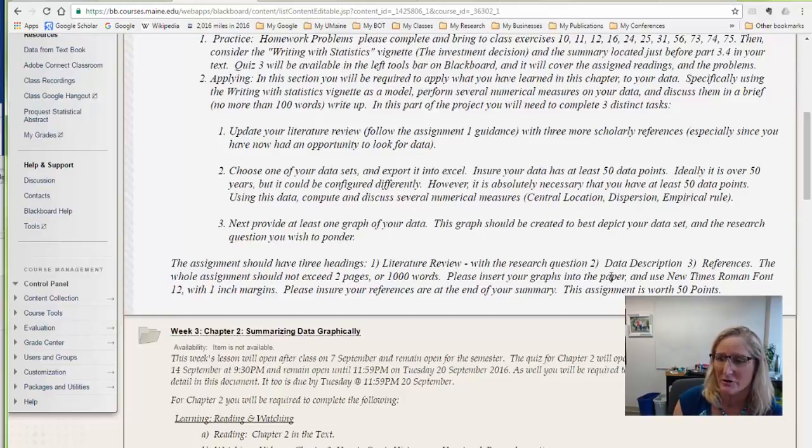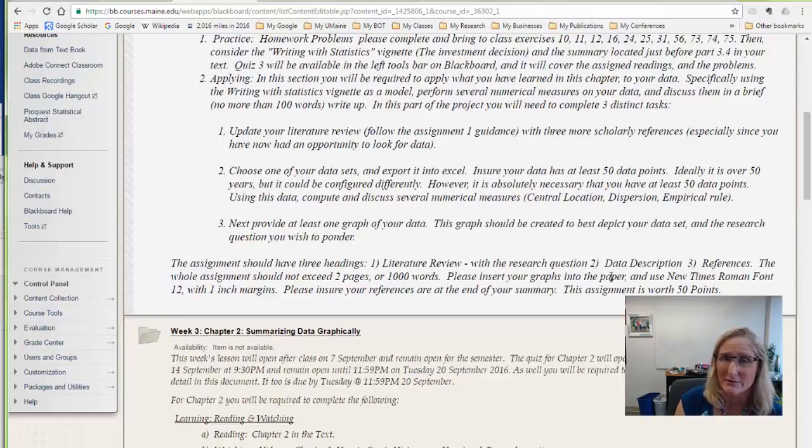Because in your data description, you're going to have a graph of your data, 1 at least, if not 2. And you're going to use some of these measures, like I said above, central location, dispersion, talk about the empirical rule, Chebyshev's theorem, if necessary. You're going to limit your write-up to 2 pages, 1,000 words, and I want the word count at the bottom of your paper, so you can do a little screenshot of that and just stick it right at the bottom. I want to make sure it's 1,000 words or less.